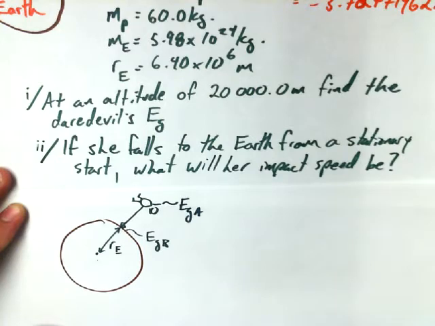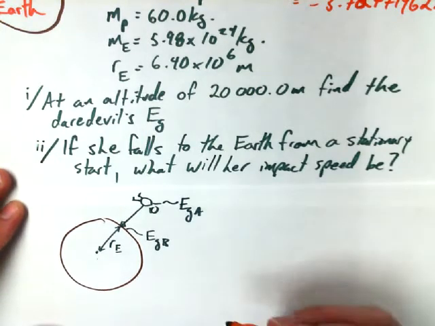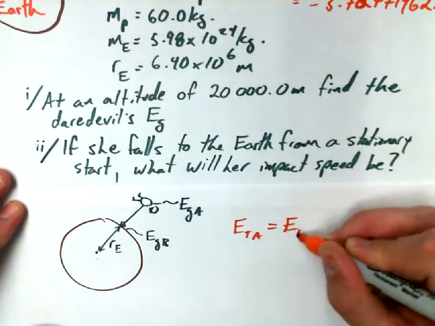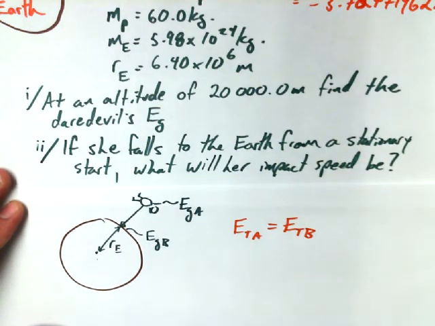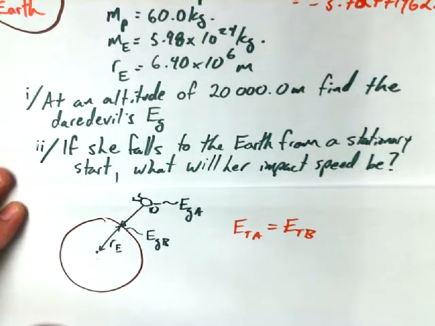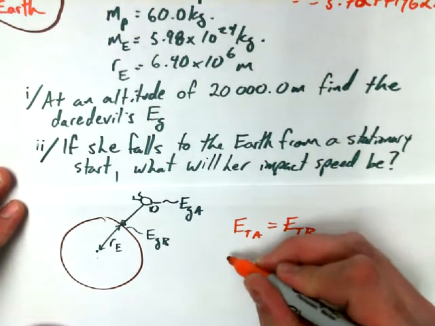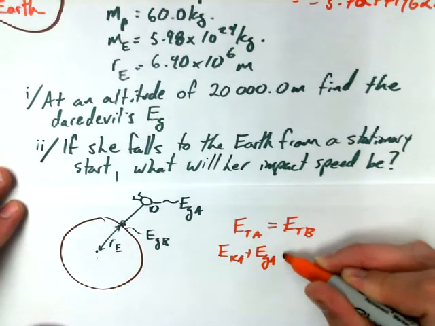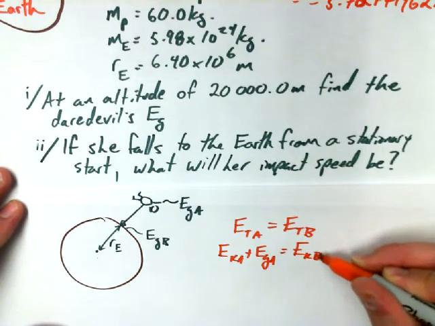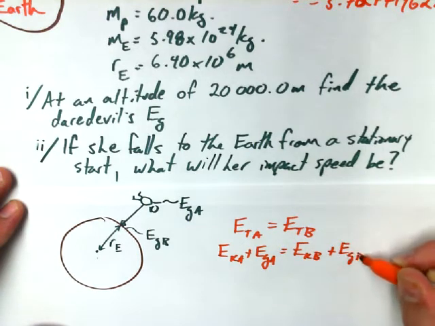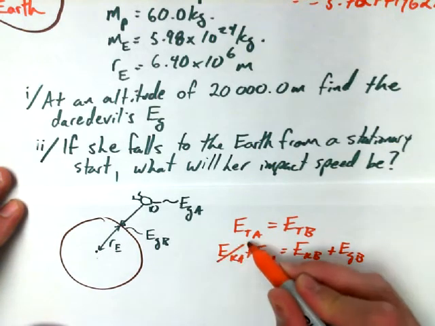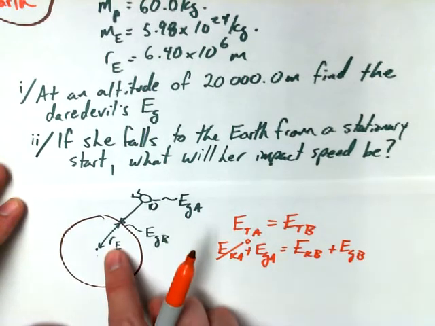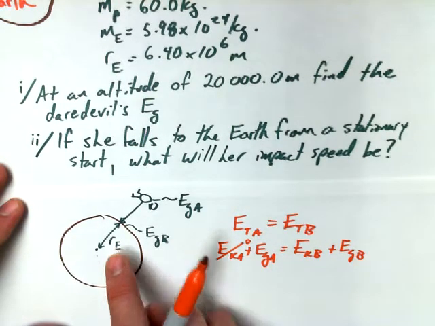And if we're going to get to her kinetic energy, which will let us get the final speed, I want to lay this out. So E total at position A should be equal to E total at position B, assuming that this is a 100% efficient drop, no energy lost to air resistance or friction. So I could say EKA plus EGA equals EKB plus EGB. Now at the top, EKA is equal to 0. But I can't say that at the bottom EGB is equal to 0, because she's still a certain distance away from the center of the Earth. Everybody got that so far?